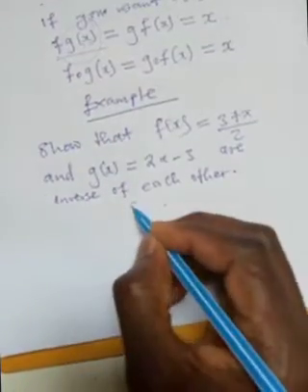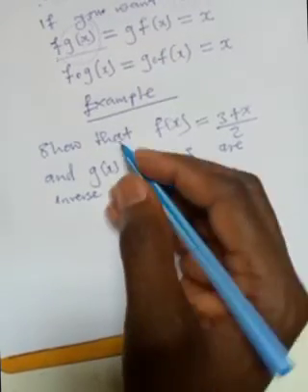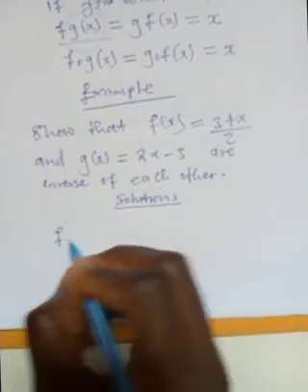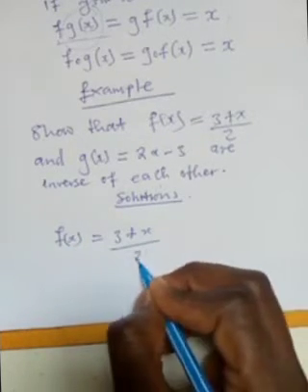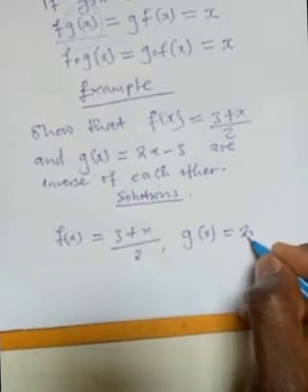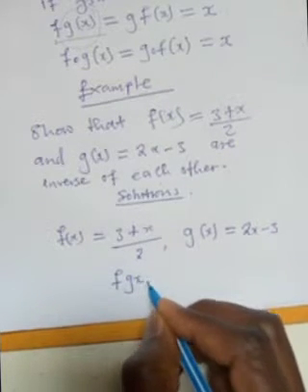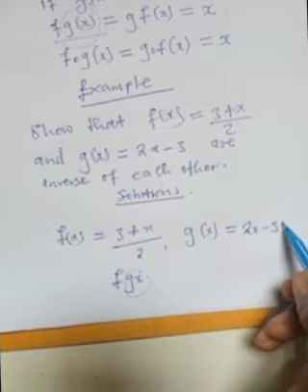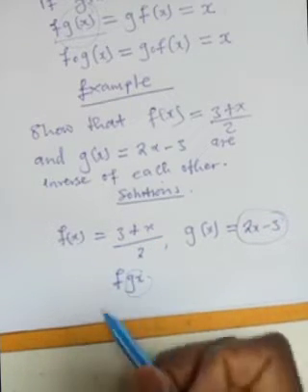So I know that I have solutions here. The first thing, we have f of x equal to 3 plus x over 2. We also have g of x equal to 2x minus 3. So the meaning of f of g of x is that you take the function g of x and replace where there is x in the function f of x. So here, I'll get this entire function, and then I'll put it where there is x. That's the meaning of f of g of x.